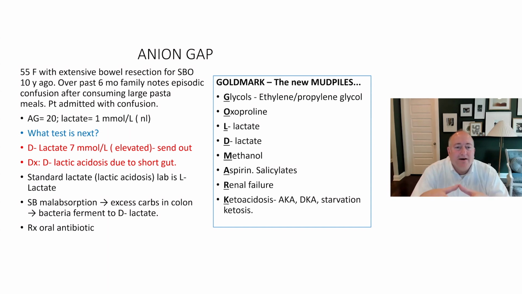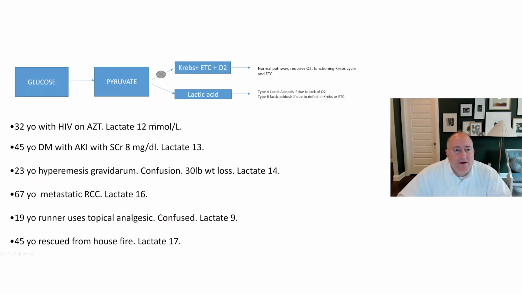So you want to consider it in a confused patient with an unexplained anion gap. In other words, you check the lactate, you check the ketones, there's no renal failure. Why do they have an elevated anion gap? Think about sending the D-lactate level. And this is just talking about lactate. Remember, lactate is either D-lactate or L-lactate.